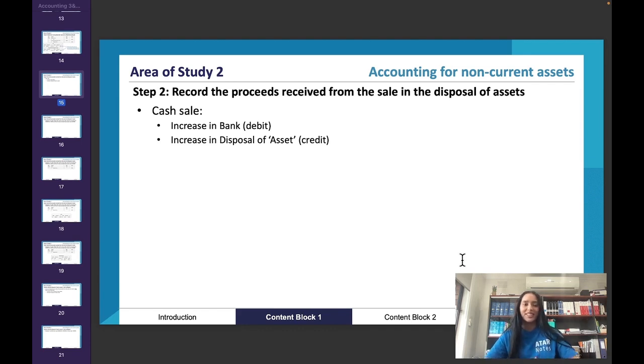So that was step one. Now step two is to record the proceeds received or the revenue earned from either the sale or the trade-in of the disposal of the asset. If there's a cash sale, then the proceeds means cash received from the sale in the disposal of the non-current asset. So in the case of a cash sale, we'll have an increase in bank, or a debit to bank, to show that the business is receiving cash for that sale, and an increase in disposal of the asset, or a credit to disposal of the asset.